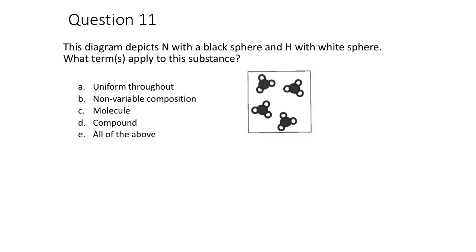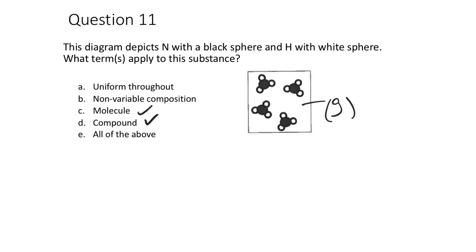We got nitrogen with the black sphere in this diagram, hydrogen with the white sphere. And so it looks like I have 4 of those particles that are just randomly distributed in a container. It looks like it's depicting some sort of a gas substance, and the substance would be a compound. I have 2 elements present. It's a molecular compound. Looks like NH3.